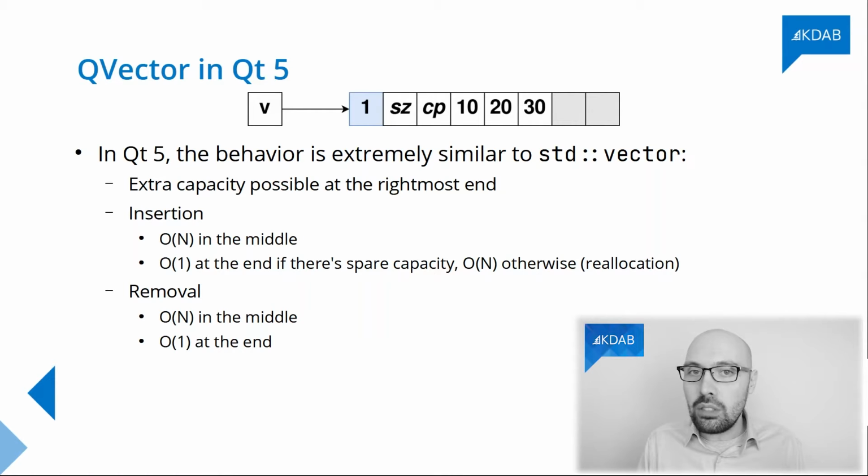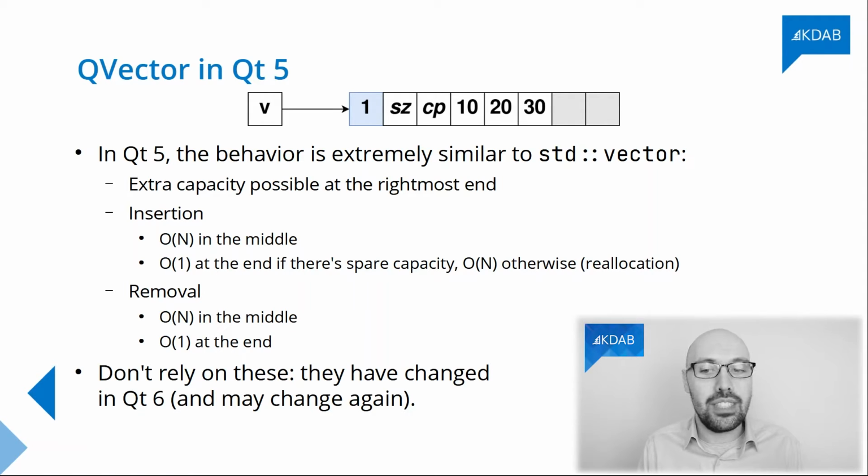Now, these are, if you want, the behaviors that you would expect from any vector-like implementation, but as I'm saying, don't rely precisely on these behaviors. The reason is some of these behaviors at least have changed in Qt 6, and may change again.